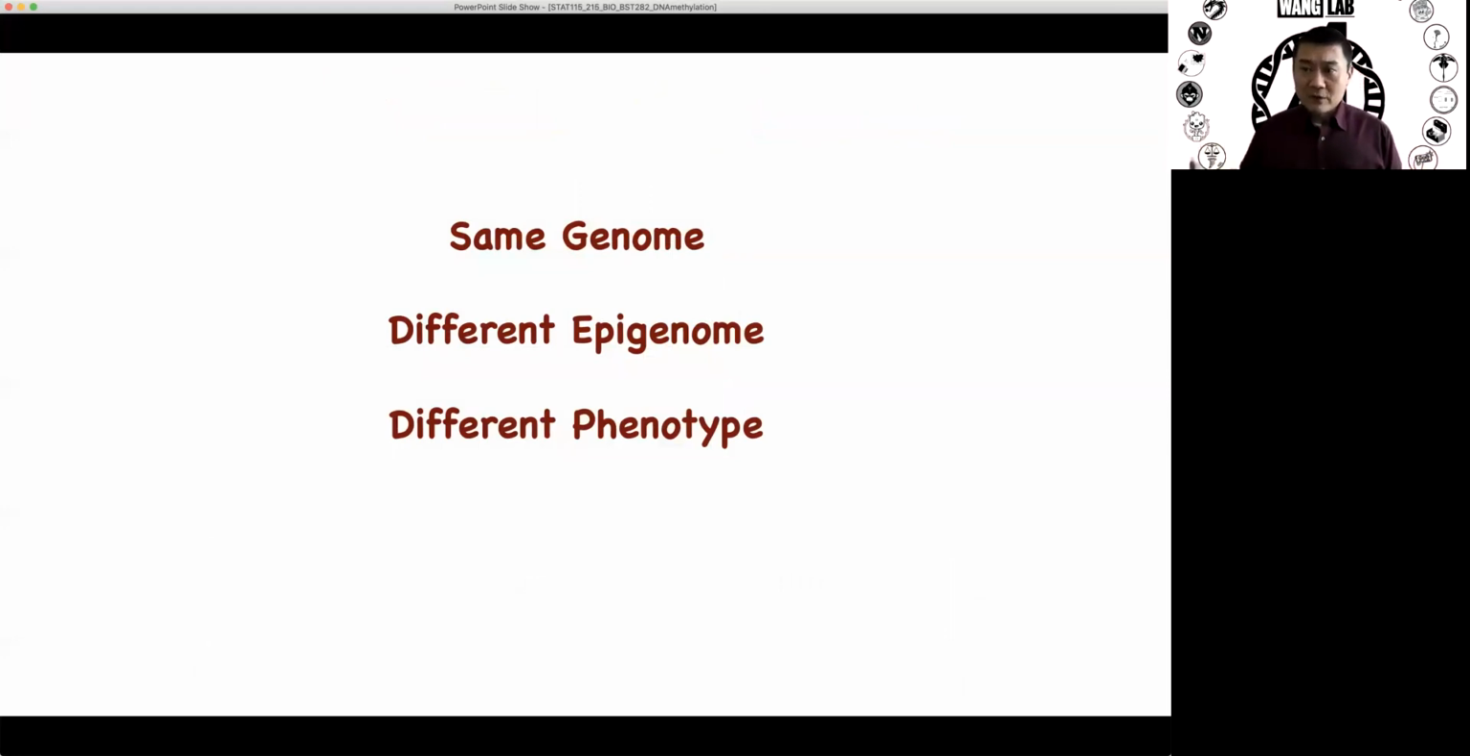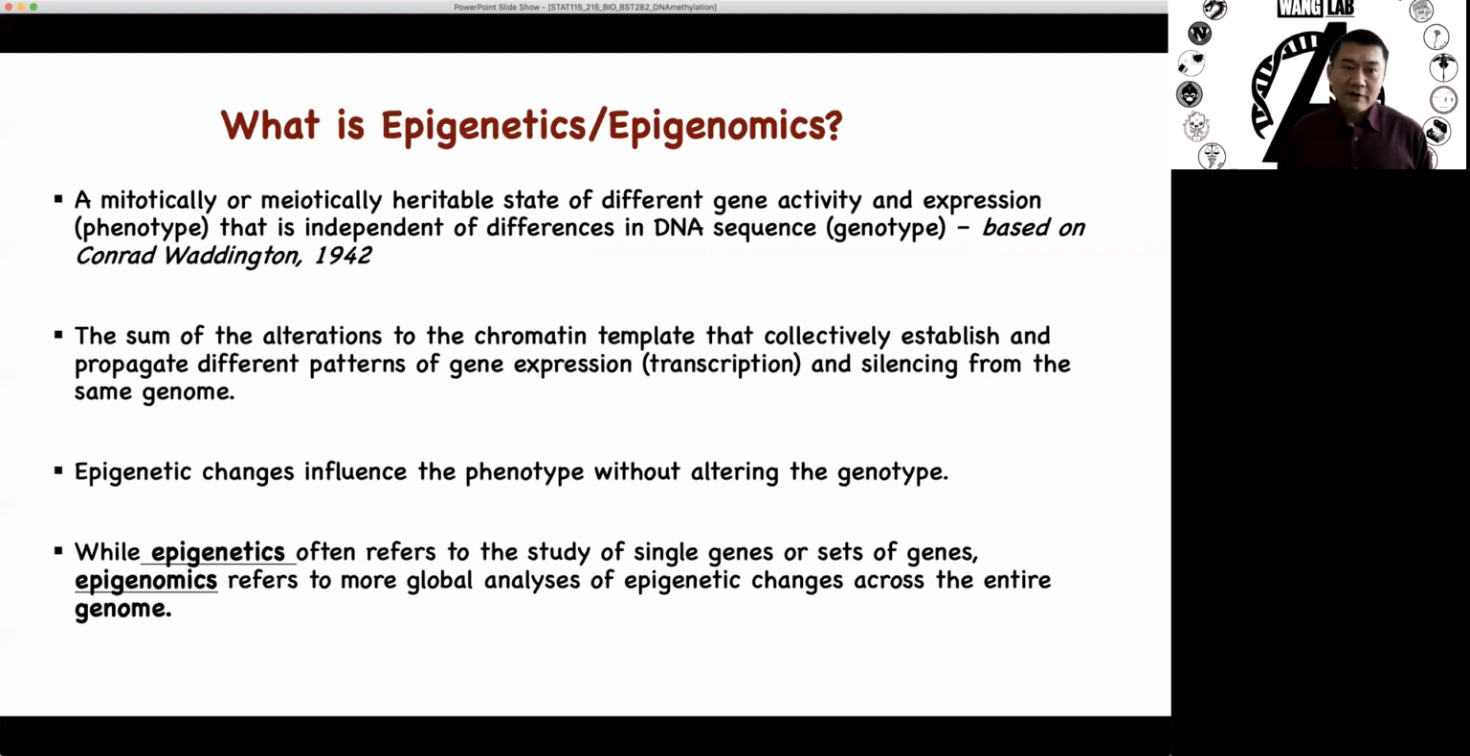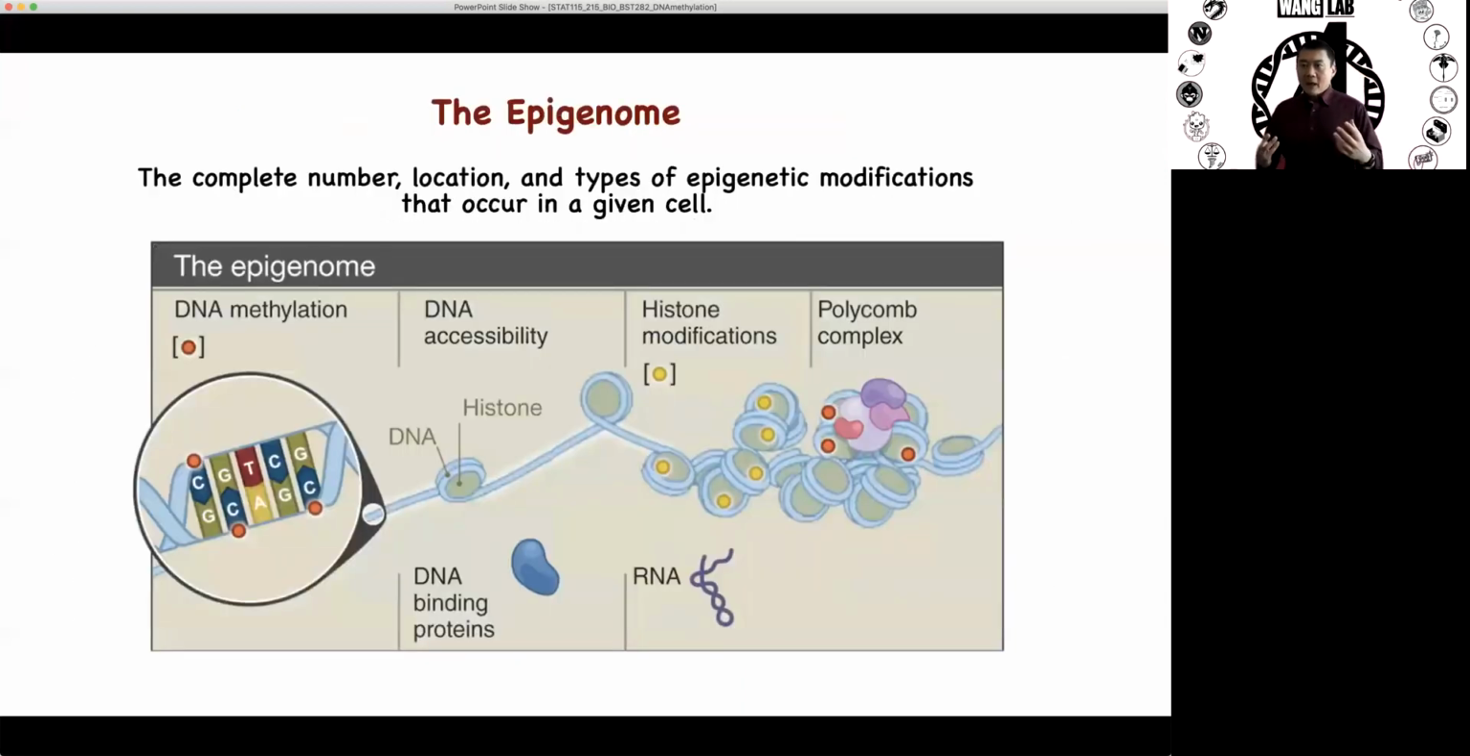All right, so what's in common among these? These two examples, actually, I guess three now. The cells share the same genome, or the organisms share the same genome, but they have different epigenomes, and therefore they have different phenotypes. This is the definition of epigenetics: a mitotically or meiotically heritable state of differential gene activity that is independent of differences in genotype. In other words, epigenetic changes influence phenotype without altering genotype. That's a quick definition. Now, there are many molecular mechanisms that enable epigenetics.